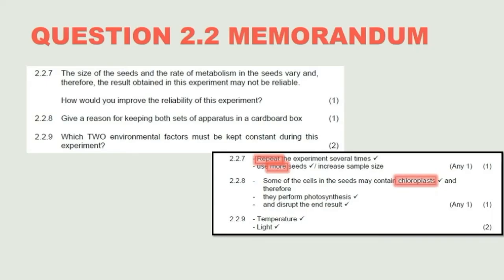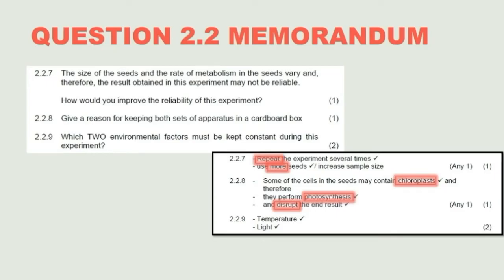So some of the seeds in this container contain chloroplasts, and therefore that means that photosynthesis will take place. And this will obviously influence your end results, because in photosynthesis we use carbon dioxide. So that's going to lower my carbon dioxide levels instead of increasing them.